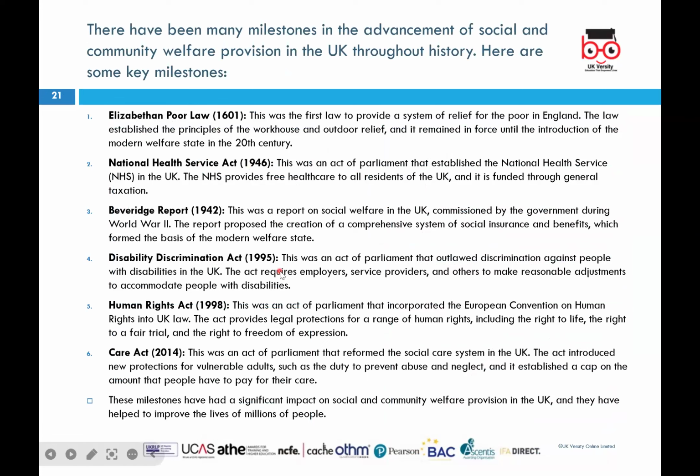Disability Act 1995, which was an act of Parliament that outlawed discrimination against people with disabilities in the UK. The act requires employers, service providers, and others (we're all service providers in a way) to make reasonable adjustments to accommodate people with disabilities. Then you had the Human Rights Act 1998. This was an act of Parliament which incorporated the European Convention on Human Rights into UK law.